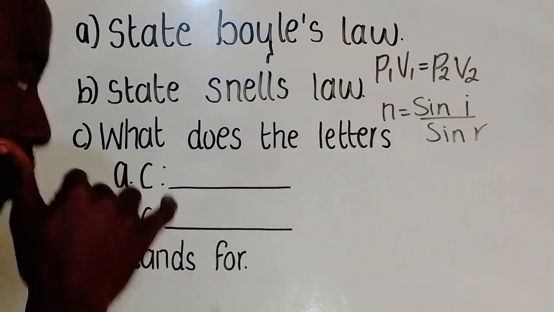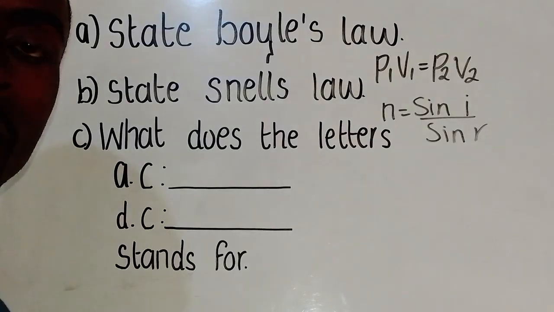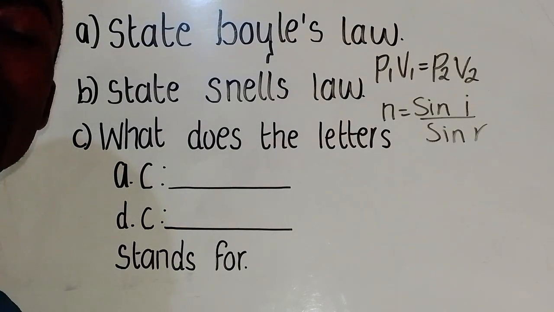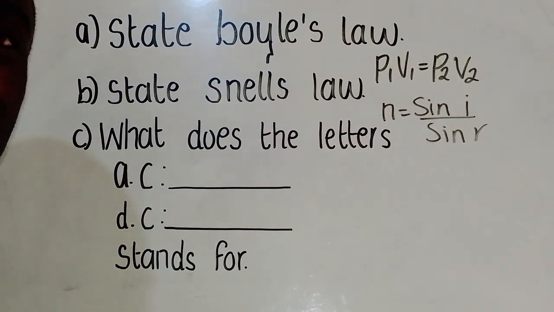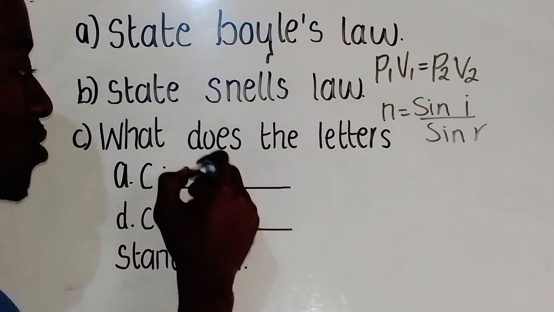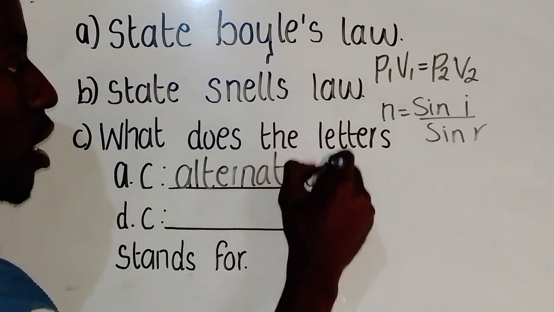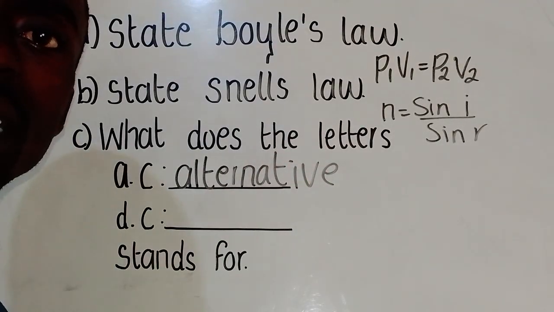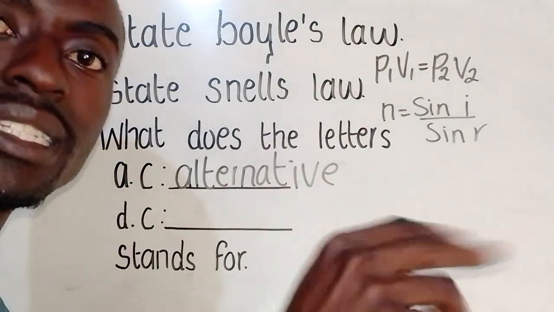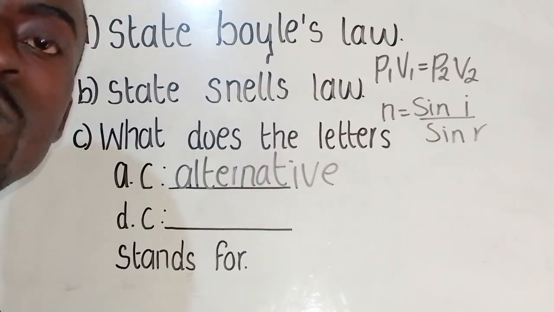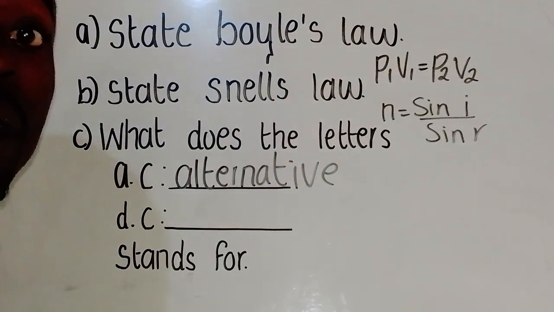Okay. Now this one here, they're saying, what do the letters AC, DC stand for? Now here, we are just talking about the current. Current is the flow of electric charge with time. Now when we say AC, AC stands for alternating current. Alternating current is a type of current which flows in both directions, meaning forward and backward, and has a frequency of 50 or 60 Hz, and it is mostly used in our homes or power stations.